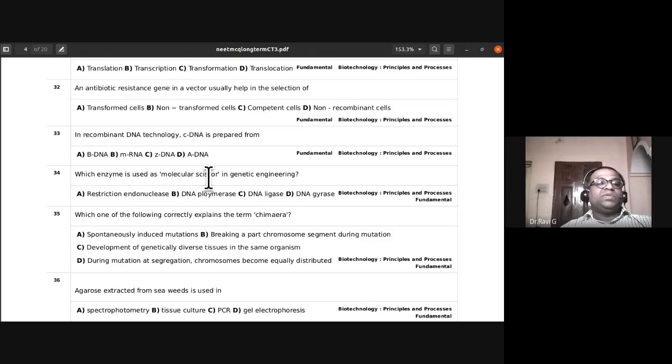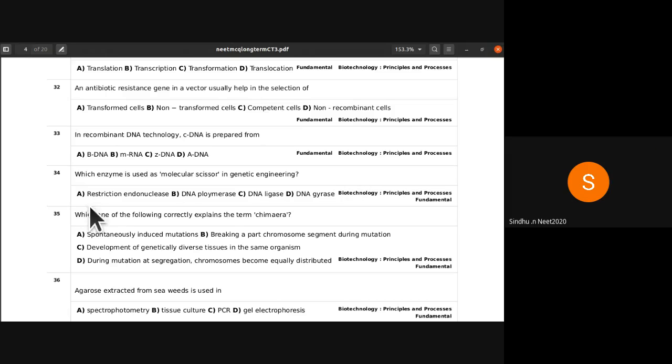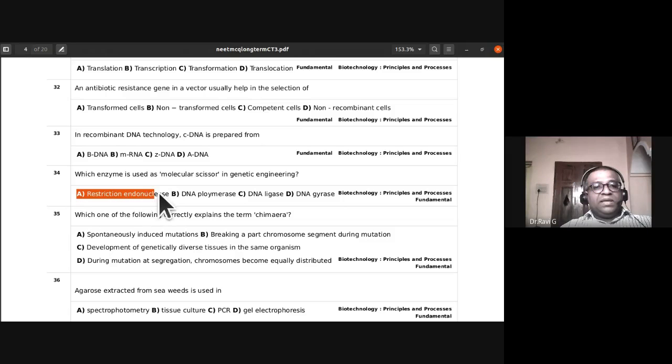Which enzyme is used as molecular scissor in genetic engineering? Which one do we use? Restriction endonuclease. This is the molecular scissor or chemical knives. DNA ligase is molecular glue or molecular suture or molecular stitcher. There are different names for DNA ligase. Restriction endonuclease is called molecular scissor or chemical knives.